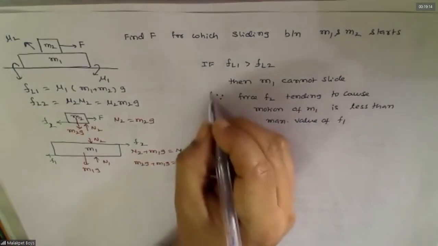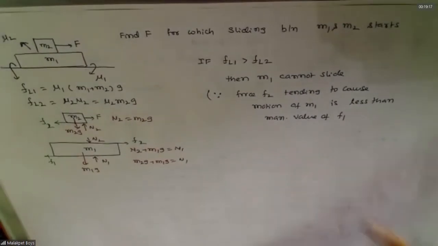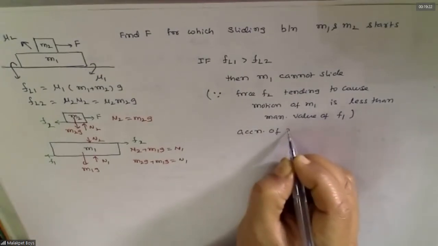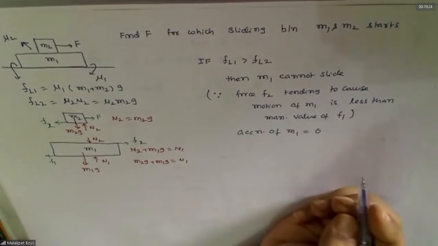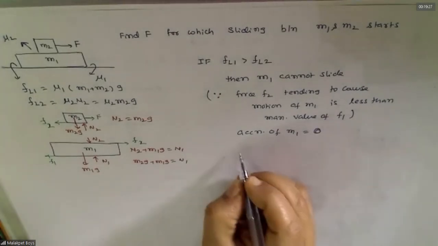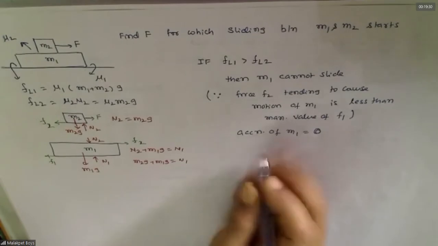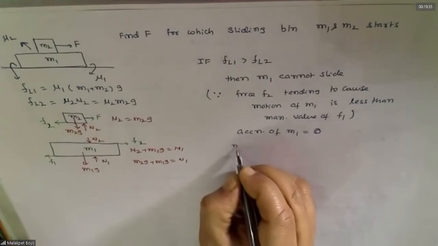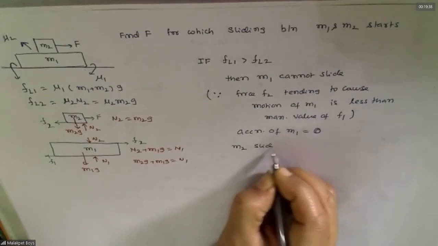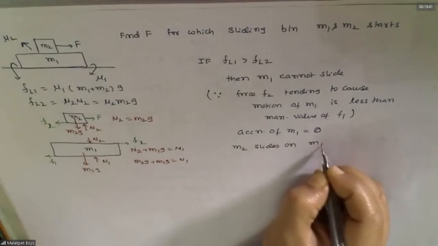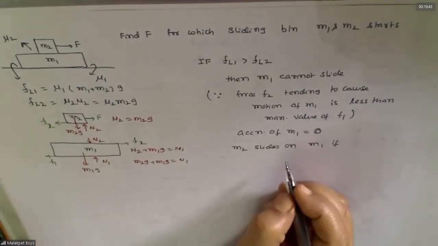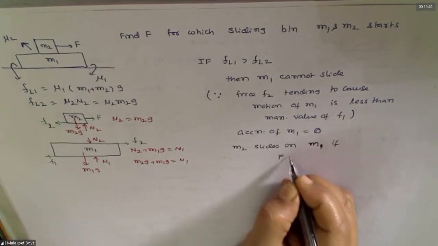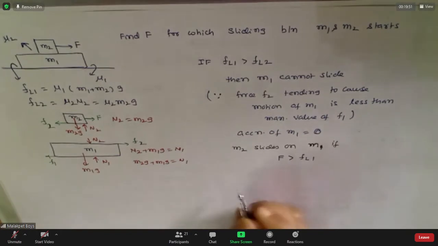Do you agree with this? So we can conclude that the acceleration in that case, I'm just telling the methods, acceleration of M1 will be 0. Agreed. Now, when M1 will slide, M2 will slide. You can see that M2 slides when FL2 is greater than FL1. M2 should slide on M1 if F is greater than FL1.